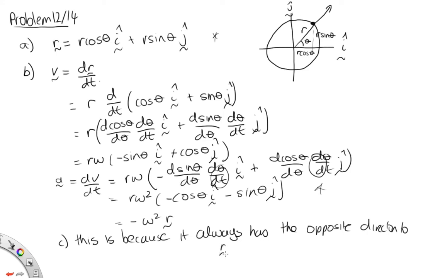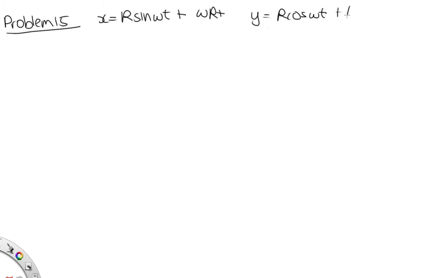Okay, problem 15 for 1131. We're told that the particle moves in a plane such that x is equal to r sine omega t plus omega r t, and y is equal to r cos omega t plus r, where omega and r are constants. This is called a cycloid and is the path traced out by the point on the rim of a wheel, which rolls without slipping along the x-axis.